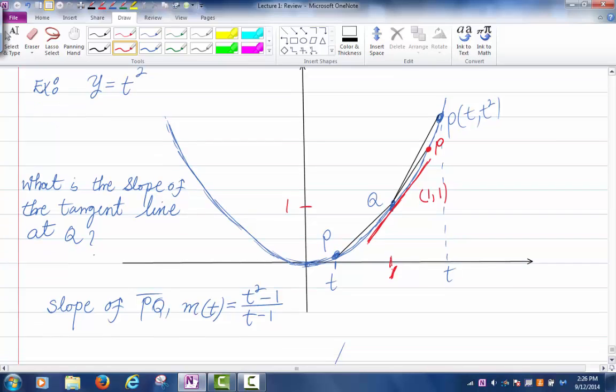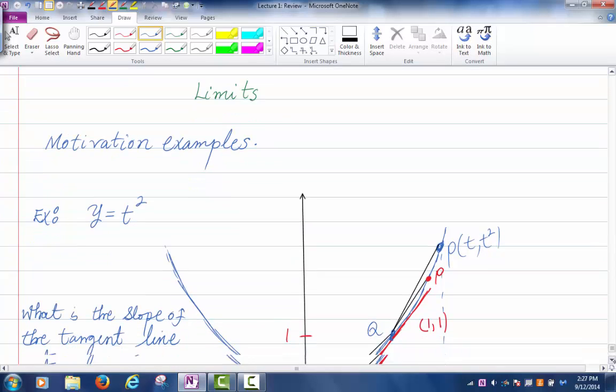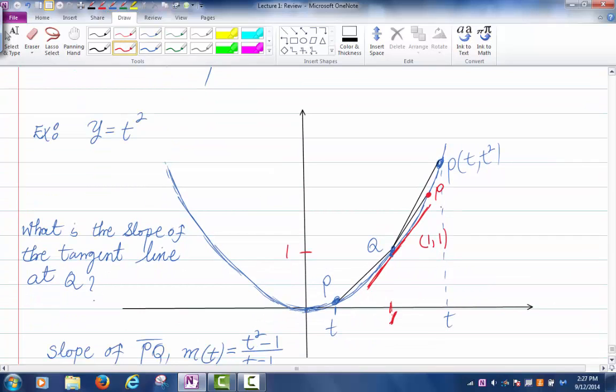So let me write that down. As t gets closer and closer to 1, okay, the line segment PQ gets closer and closer to the tangent line T. Let me label the tangent line by T.